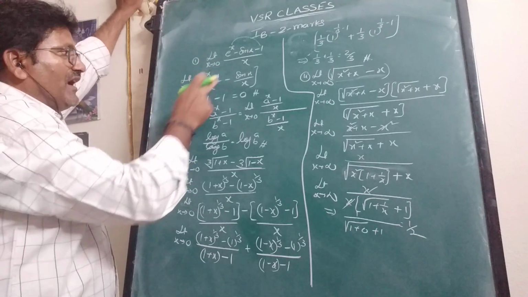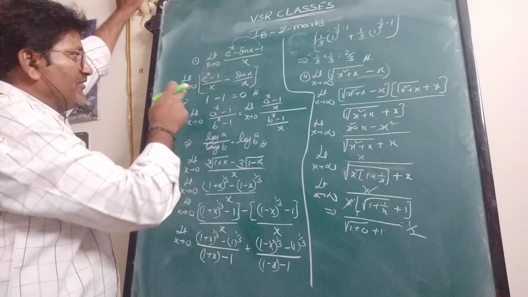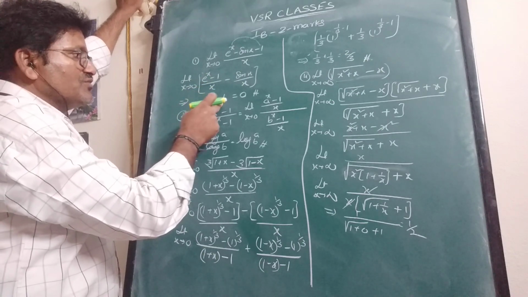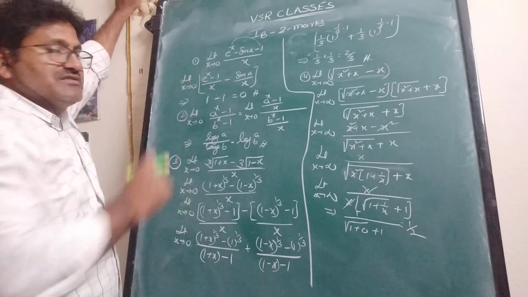Its value is 1, and the other is sin theta by theta, whose value is 1 when theta tends to 0. So 1 minus 1 goes to 0. Your 1 minus 1 is 0.